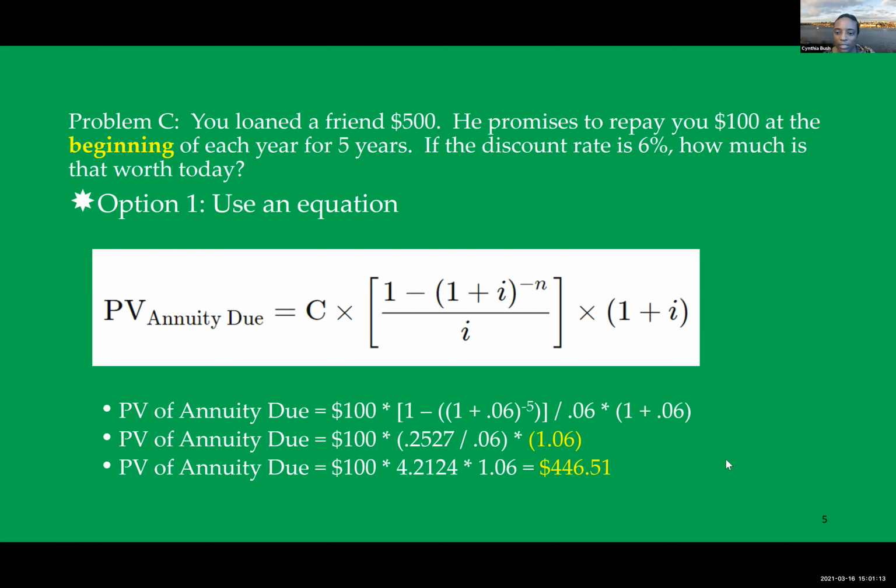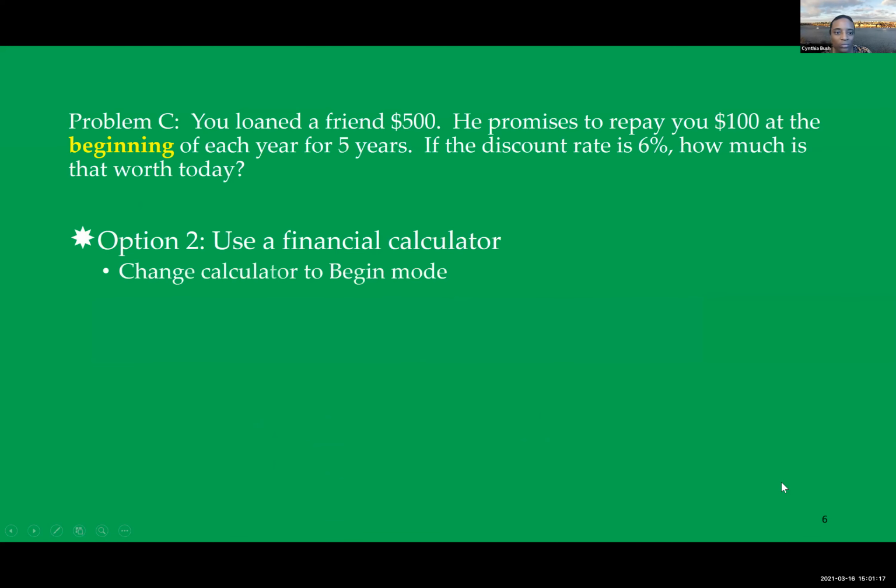Okay, I think the next slide shows you what it looks like in the calculator. Now, in the calculator, the big thing is you need to change your calculator to begin mode. And let me show you how to do that. All right, I'm going to share screen here.